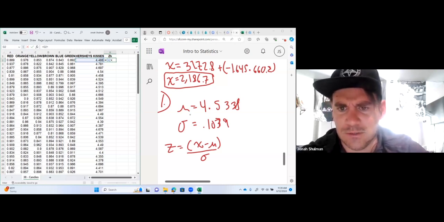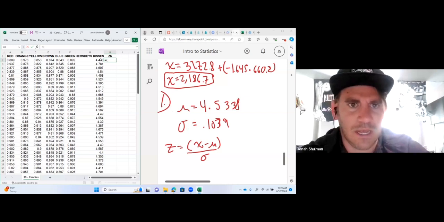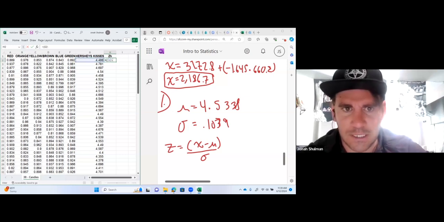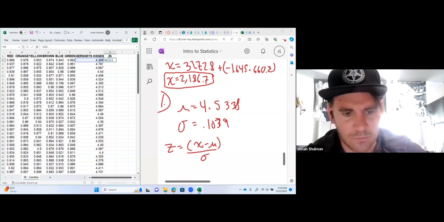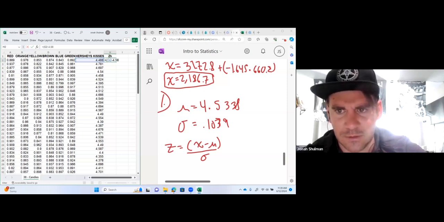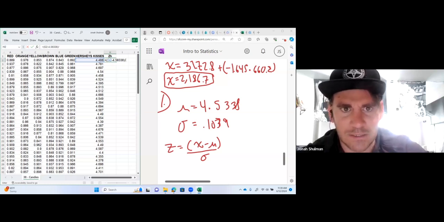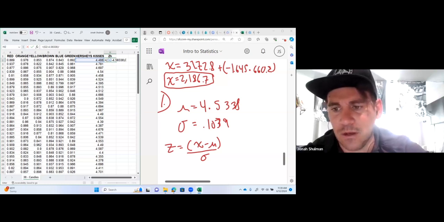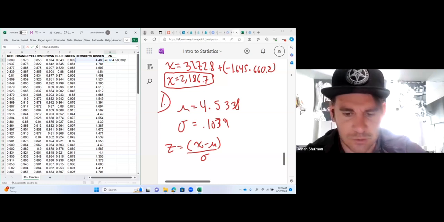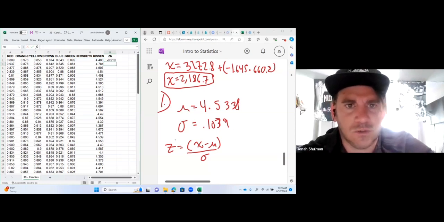Sorry. The mean is, it's the Z-score. We don't have to go backwards here. That's when you're going backwards, but here we have the X. So it's parentheses, your X, which is your value, minus the mean. In this case, our mean is 4.58338. And I'm going to divide that by the standard deviation, which we know is 0.1039. Boom. So there's our first Z-score.